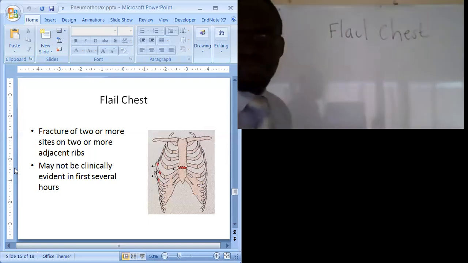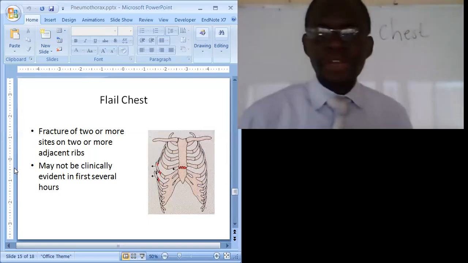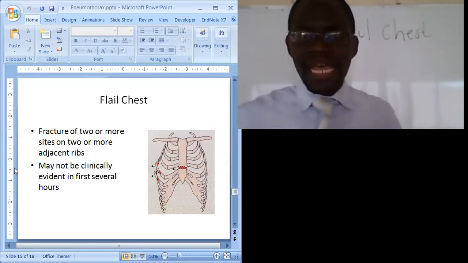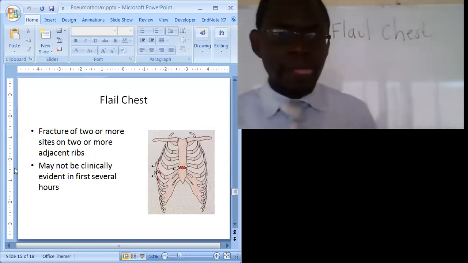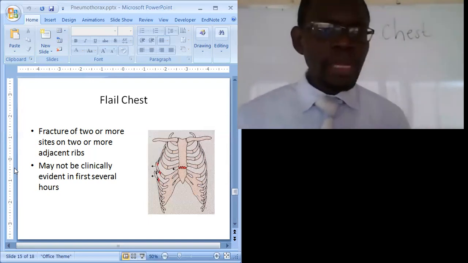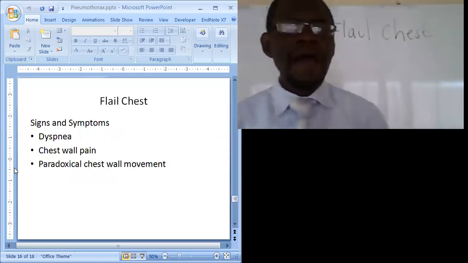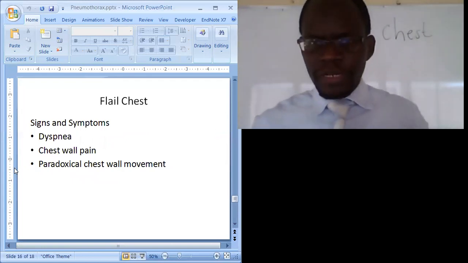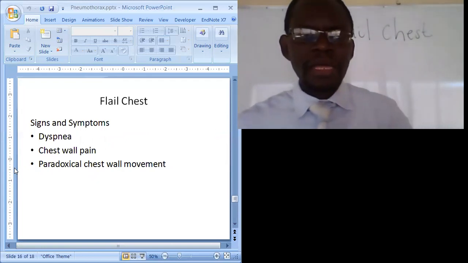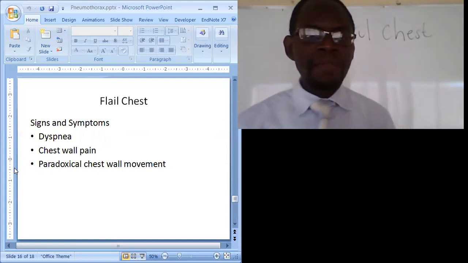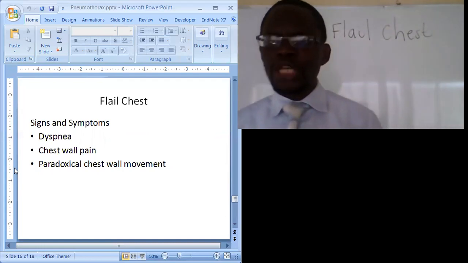So they do X-ray to see whether someone has a flail chest, because you might not see it clinically evident. However, if you're able to, usually the signs and symptoms are chest pain. Of course, the person does not want to breathe. The person feels like breathing is very, very hard. And then you have things like paradoxical chest movement.